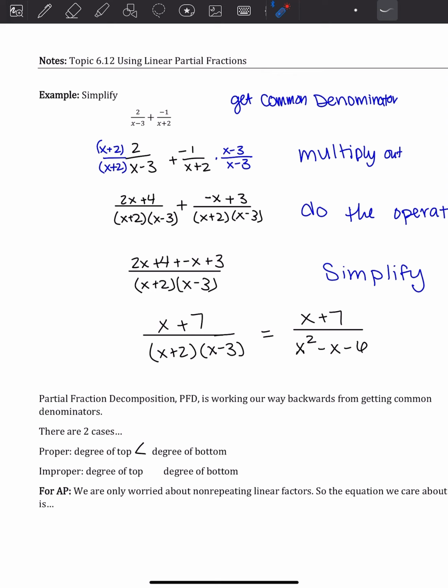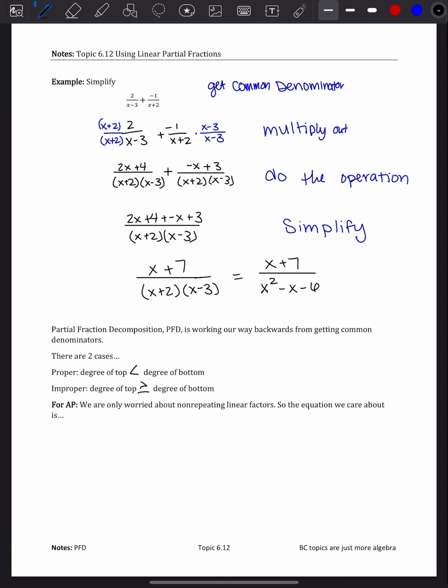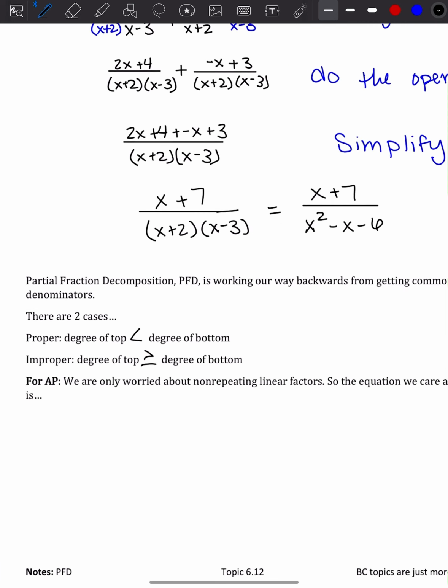partial fraction decomposition. On the other hand, we have an improper, and that's when our degree of the top is bigger or equal to, so greater than or equal to, the degree of the bottom. And that just means we might have to do a little bit more work before we actually do the problem. One of the really nice things is that AP focuses on non-repeating linear factors, so we are going to be focusing on non-repeating linear factors.